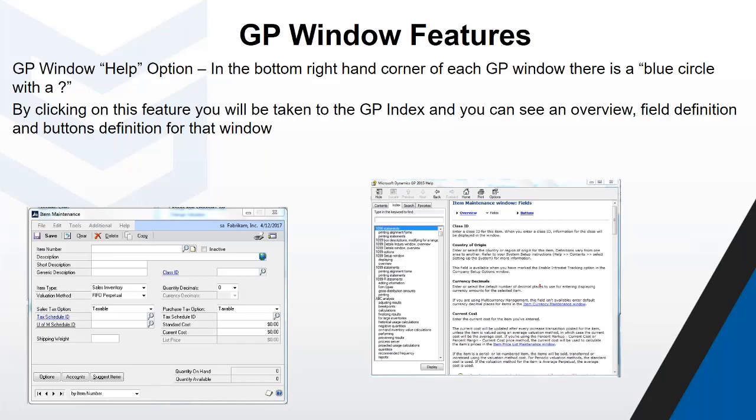Overview is going to tell you what the window does. Fields is going to tell you what each field in the window means. And the buttons, so we see save, clear, delete, and copy, it's going to tell you what they do.